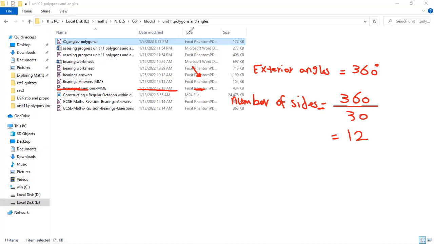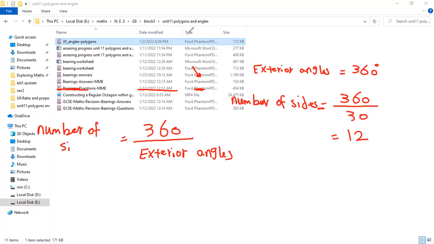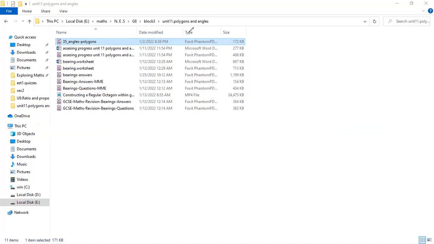So how can we find the number of sides? The number of sides for any regular polygon equals 360 divided by the exterior angle. Once again, how can we find the number of sides? The number of sides equals 360 divided by the size of one exterior angle. Let's go to the next one.